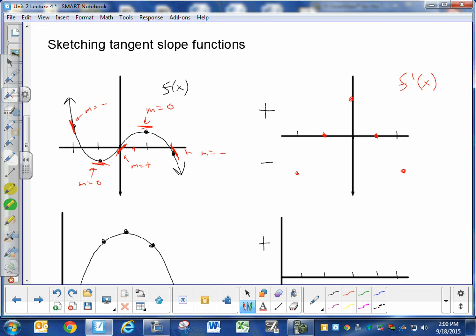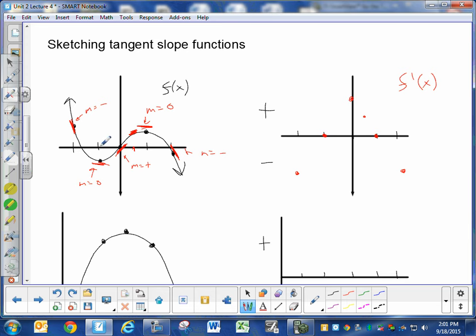If I check right over 0.5, so that's the tangent slope here, I see I have that tangent line. Now, this slope right here, is that going to be more positive or less positive than the slope here at 0? Less positive. Okay, so that means between 0 and 1 at 0.5, I will have a less positive slope than at 0.